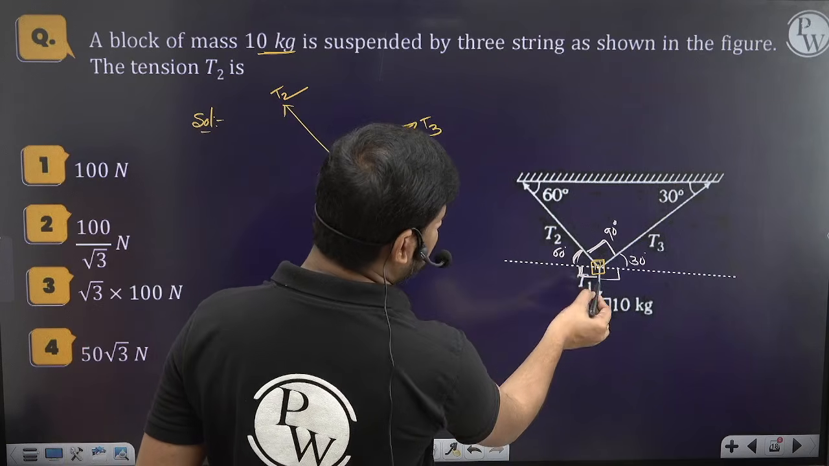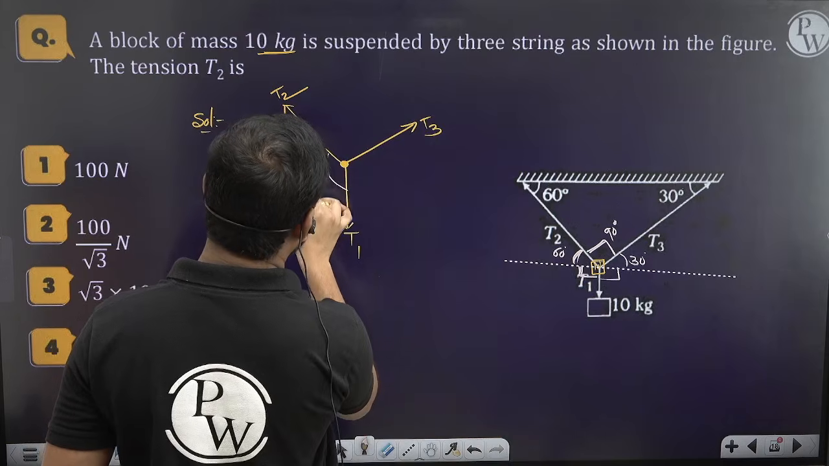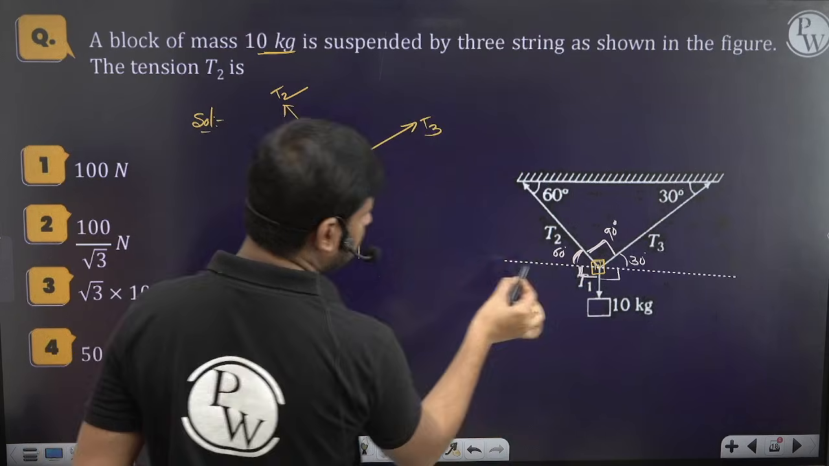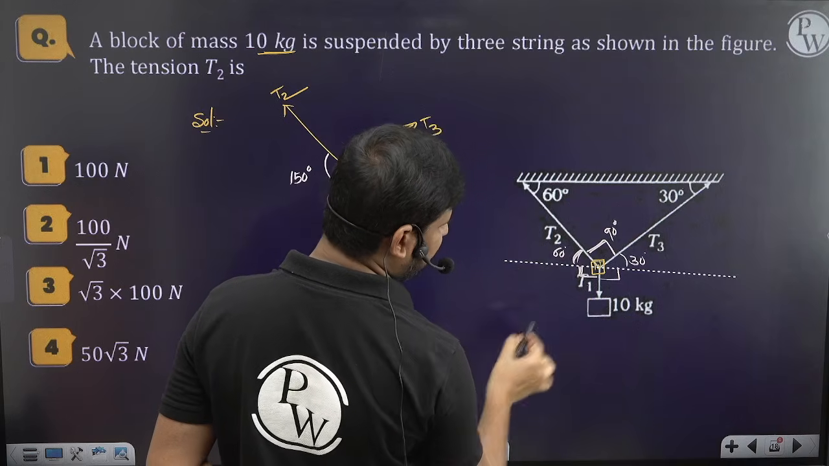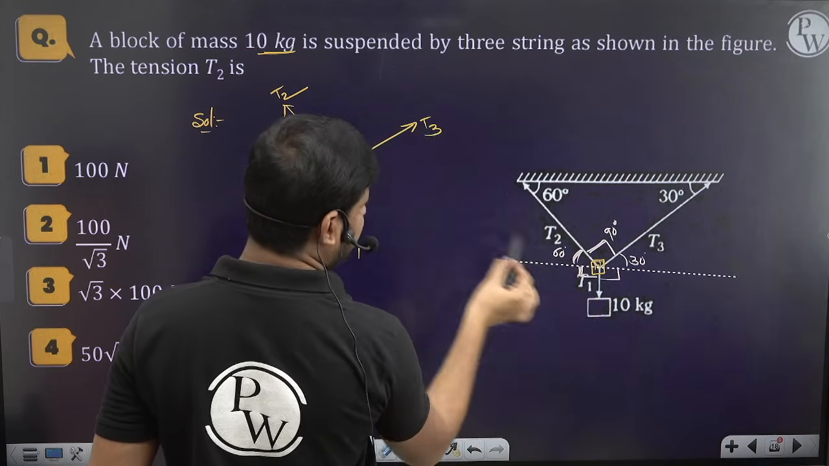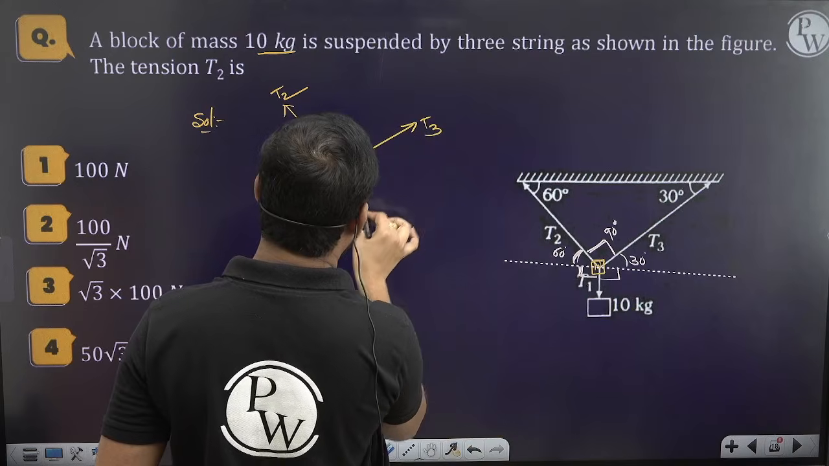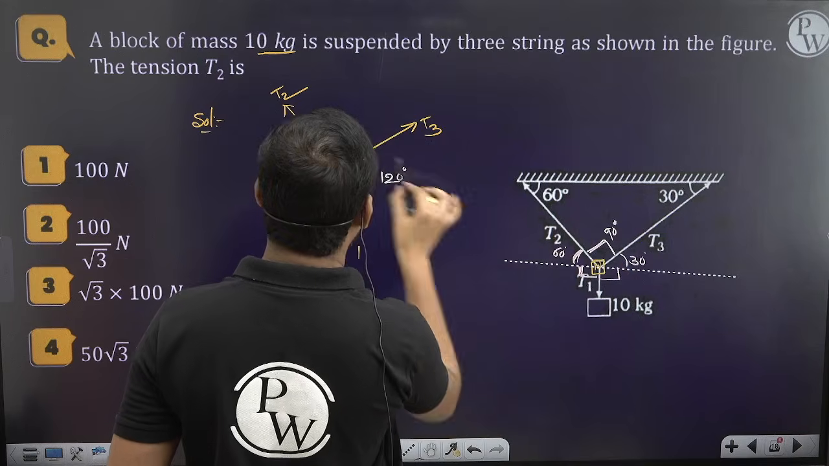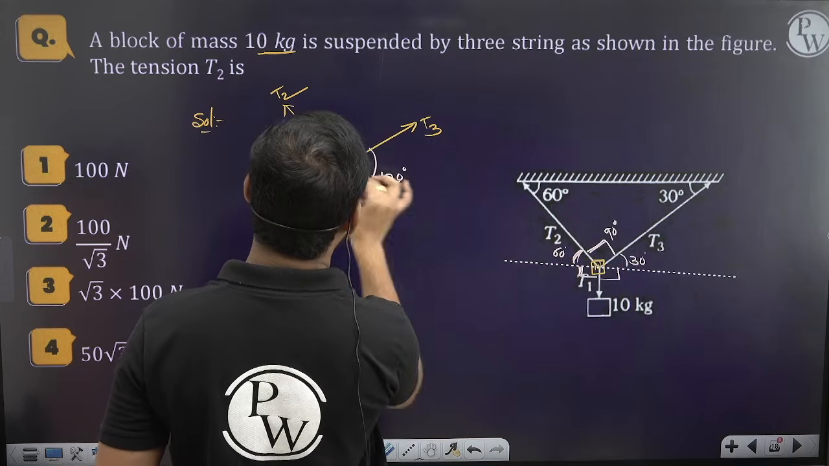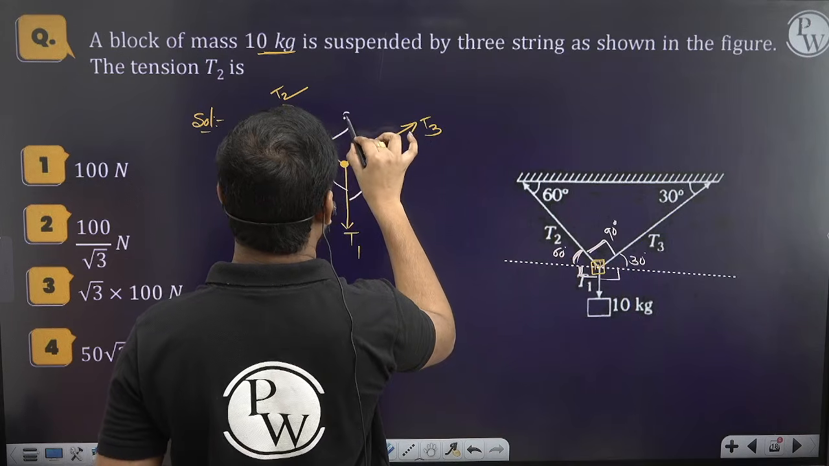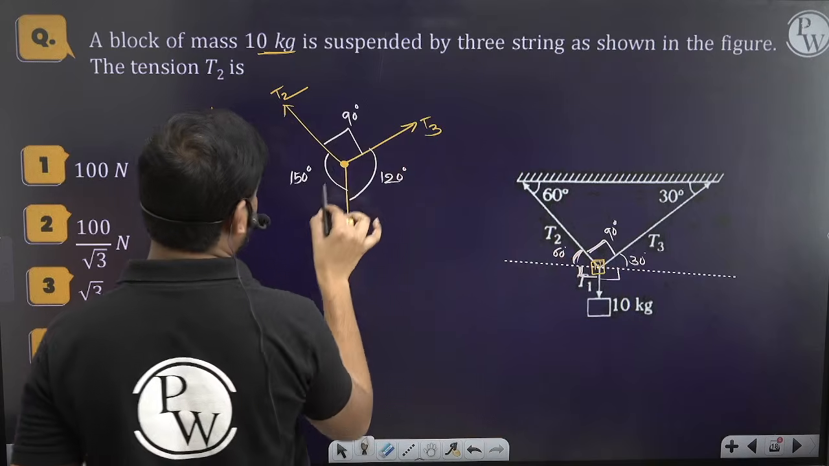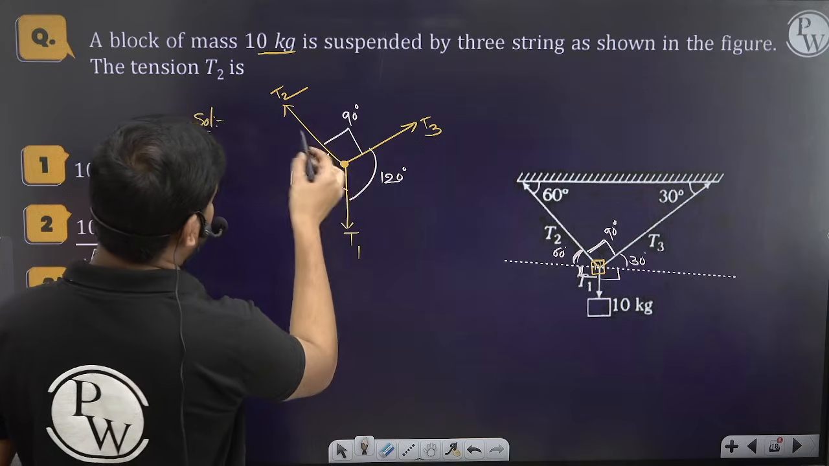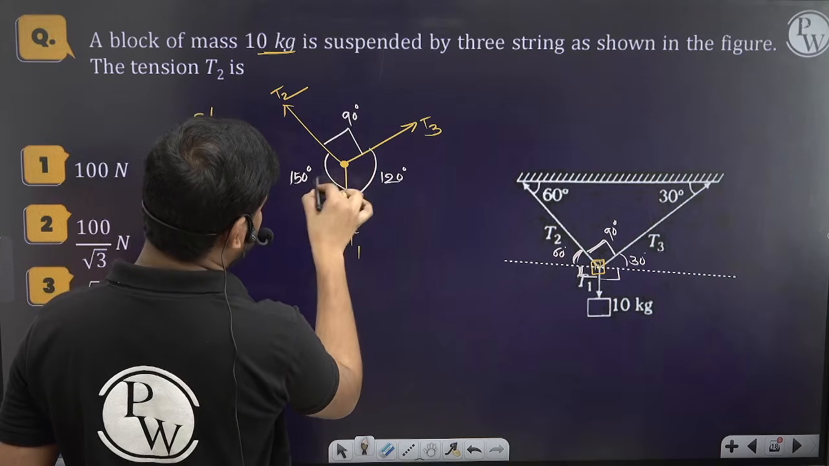What is this total angle? This total angle is 90 plus 60, yes or no? 90 plus 60, 150. This is the gamma. And then what is this total angle? 120 degrees. And then what is this angle? 90 degrees. Between T2 and T3, this angle is 90 degrees. Consider this as alpha, consider this as beta, consider this as gamma.